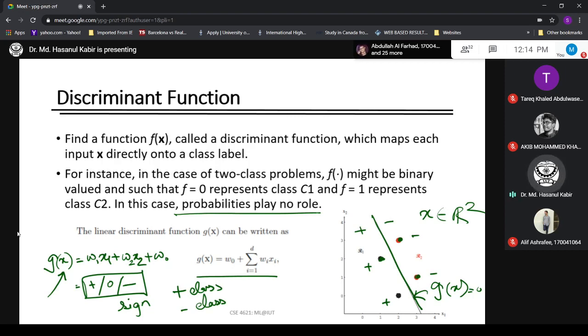But we know that the discriminant function can be converted to a discriminative model. How do we do that? Can someone tell me? Using a sigmoid activation. Exactly. Use a sigmoid function or softmax function, and we can convert a discriminant function into a discriminative model.